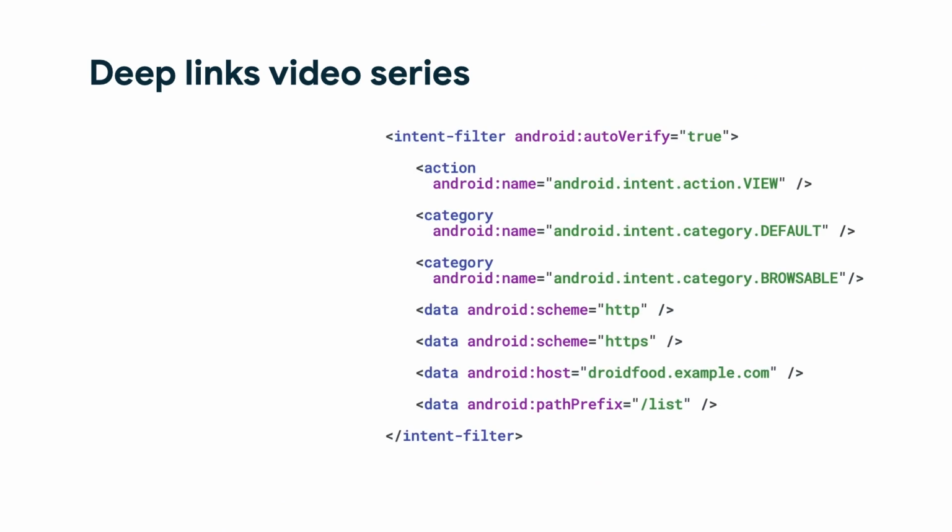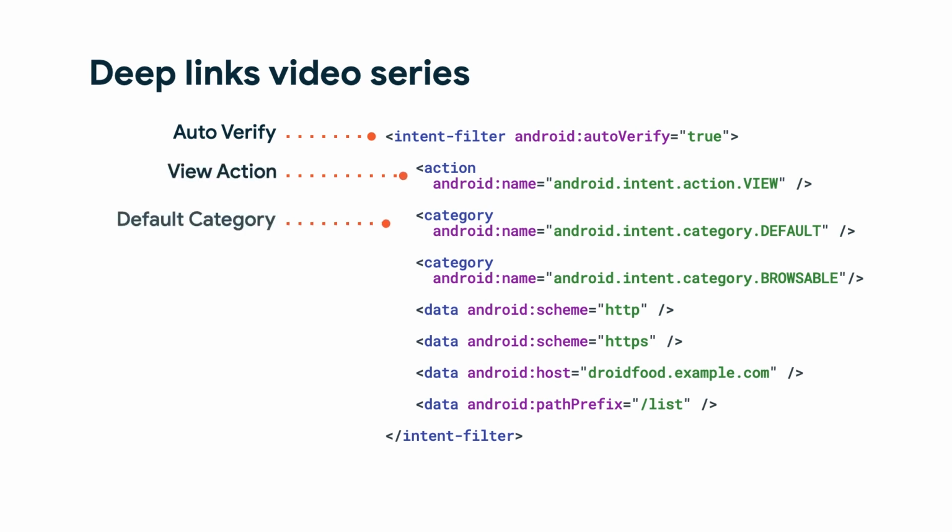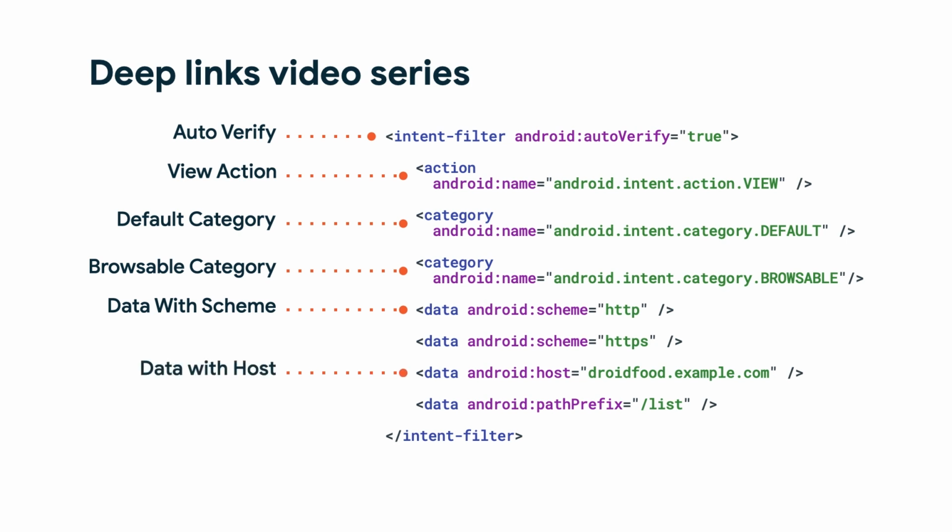Before you begin debugging, you should check that these filters have all criteria for an Android app link. Each link requires the attribute autoVerify equals true, an action element with the name attribute set to action VIEW, a category element with the name attribute set to DEFAULT, a second category element with the name attribute set to BROWSABLE, at least one data element with a scheme attribute of HTTP or HTTPS, and a host attribute which matches the domain associated with your deep links.